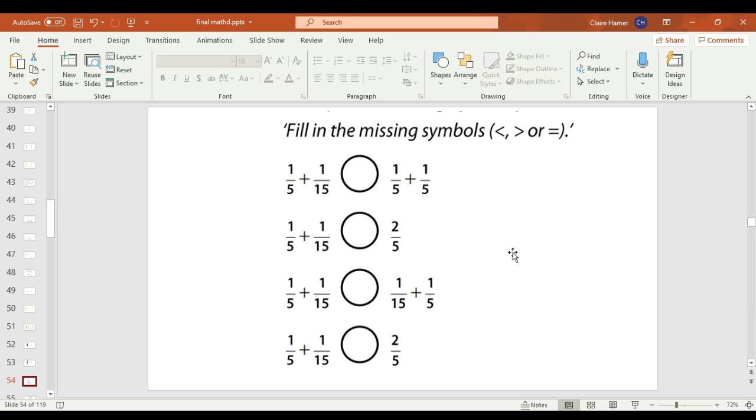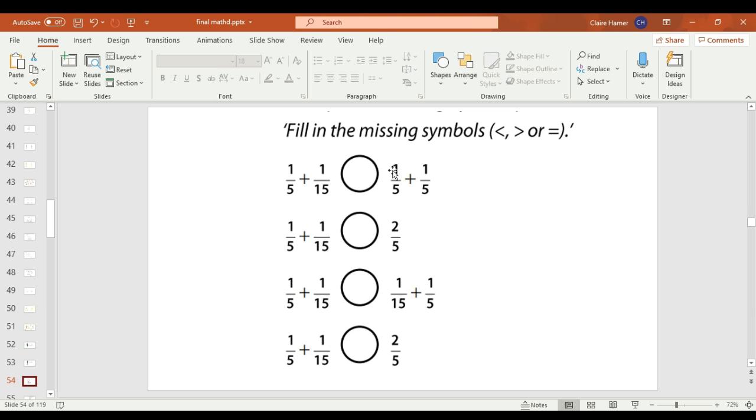Now we've got a question. We've got 4 sets of calculations here. You've got to fill in the circle with the missing symbol, so either less than, greater than, or equal to. It's not that tricky because if you see here, we've got the same calculation on each of the sides here. So we've got 1/5 add 1/15.